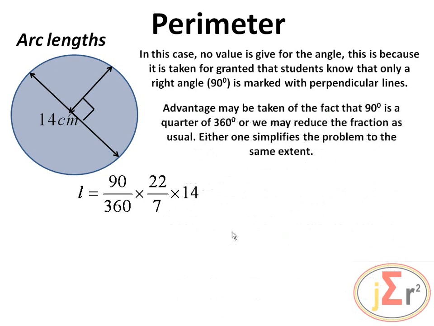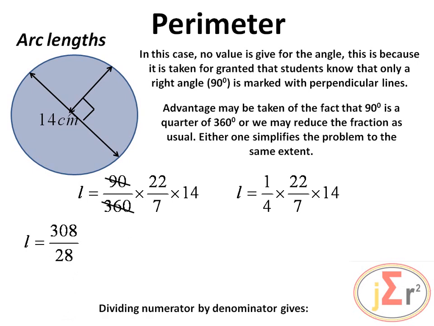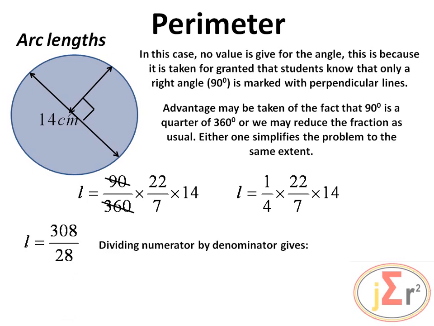Advantage may be taken of the fact that 90 degrees is a quarter of 360 degrees, or we may reduce the fraction as usual. Either one simplifies the problem to the same extent. So that is a quarter. And of course, we say 308 is to be divided by 28, and dividing the numerator by the denominator gives 11. And of course, what do we have here? All we do is multiply these numbers. These will represent the numbers in the numerator. And of course, we multiply these numbers, and those will represent the number in the denominator.